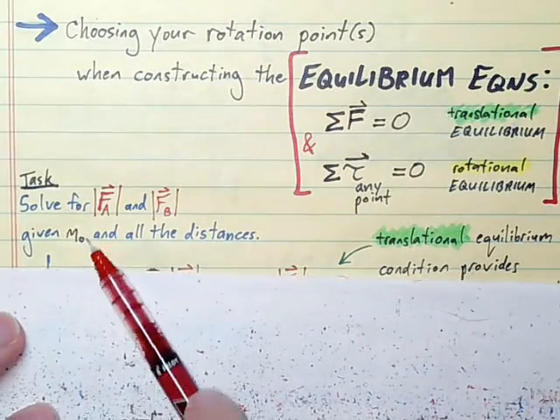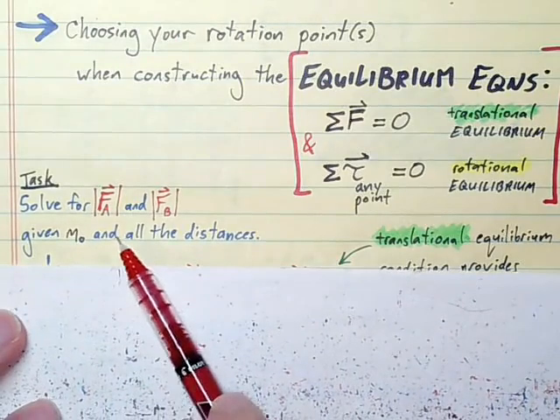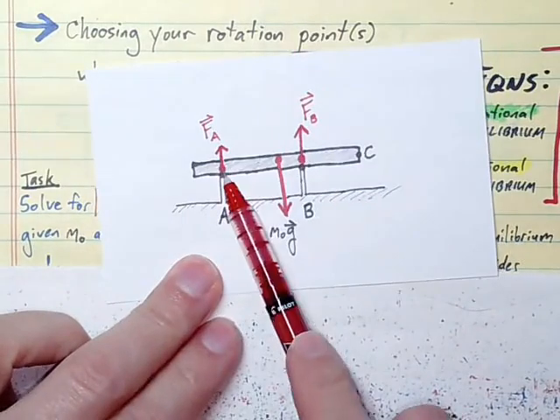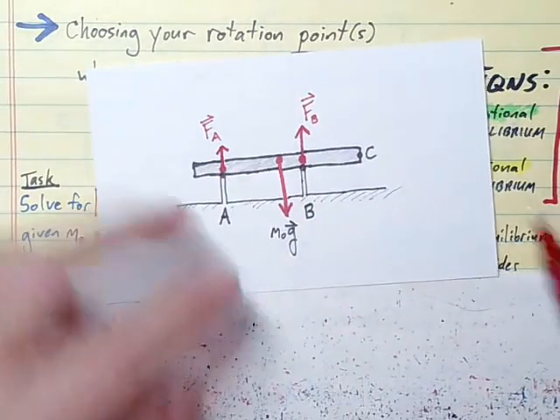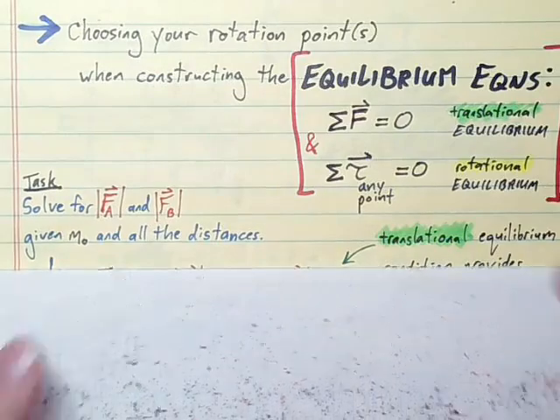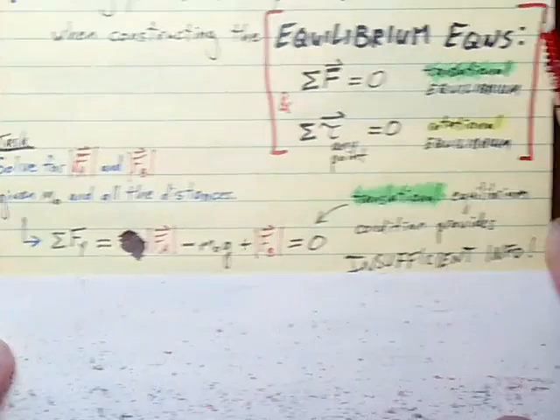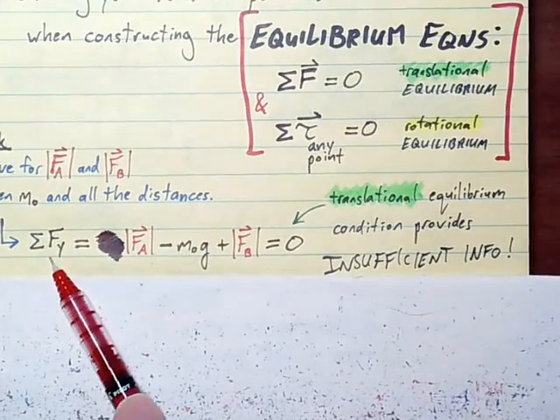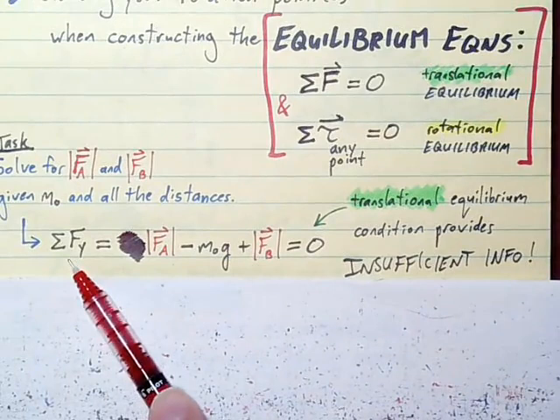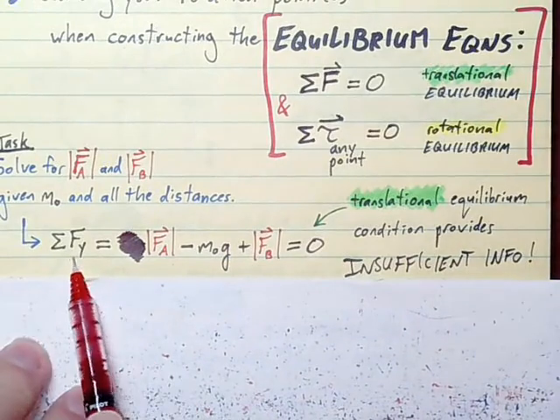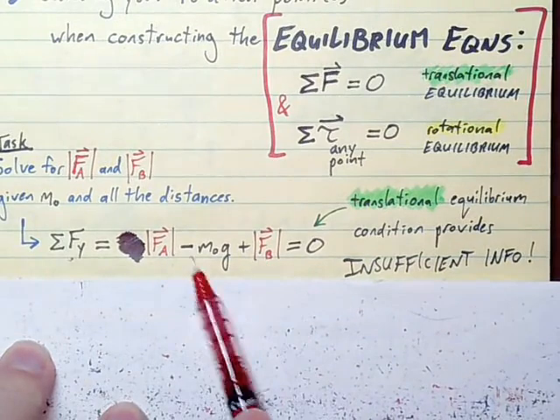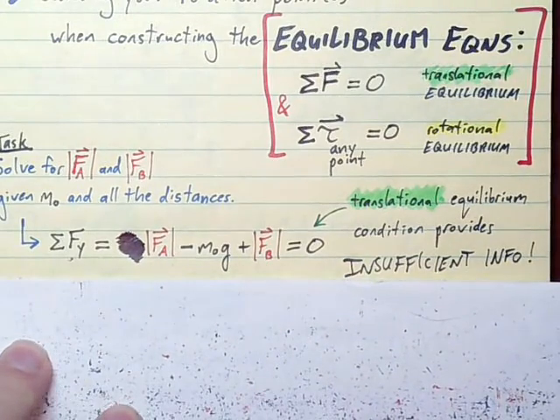Suppose we're given the mass of the beam and we're also given all the distances involved, the distances from each point to each other point. In that case, our first equation, the translational equilibrium equation, the net force in the y direction, since there's nothing going on in the x direction, we just need to sum the forces in the y direction, and so that would be our FA plus FB minus the weight of the beam equals 0.